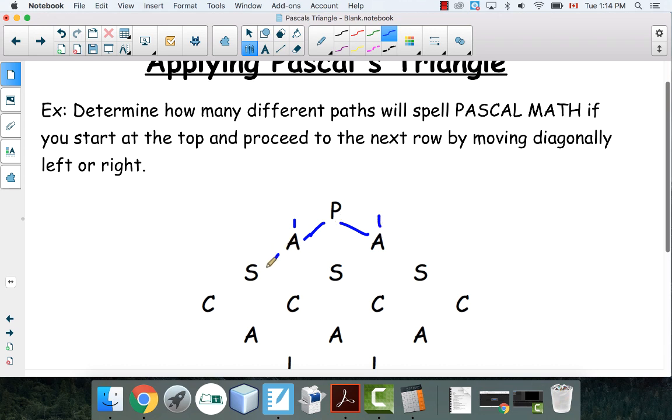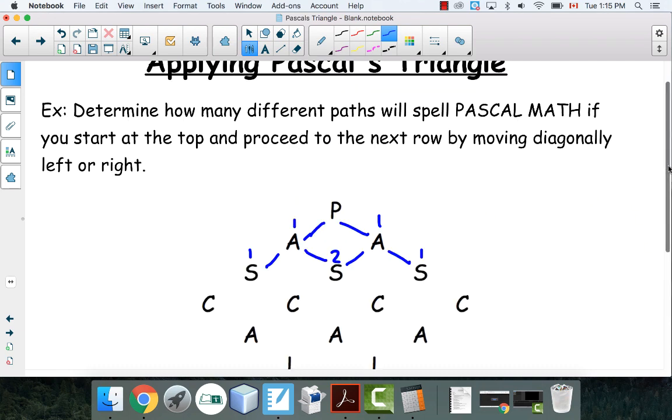Now from this A, I can go to the A or to the S. From this A to the A or the S. And again, I start figuring out my pathways. So how many ways can I get to this S? Well, right now, there's only one way. I can get to the A and then to the S. One way there. Same with this outside S right here. I can come to the P to the A, then to the S, one way. But this S in the middle, what I can do is I can actually go from this A down or from this A down. So if I go 1 plus 1, that actually gives me 2 pathways to get to my S.